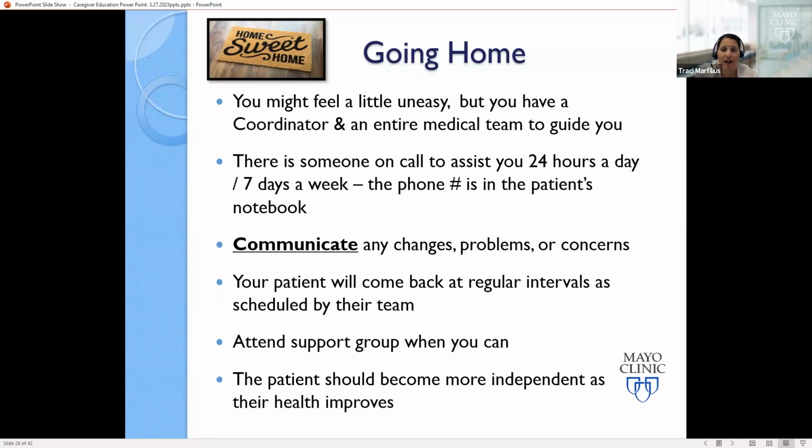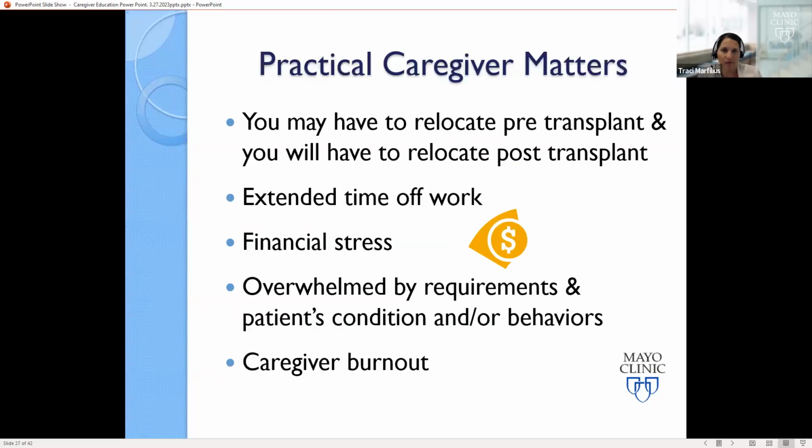During the time that you're in the Jacksonville area and even afterwards, the patient does come back at regular intervals as scheduled by the team. Attend support group, which I'll go through here in a minute, and the patient should become more independent as their health improves. So we teach you as a caregiver with the idea that you're going to teach the patient.